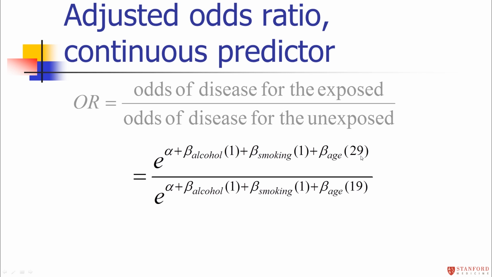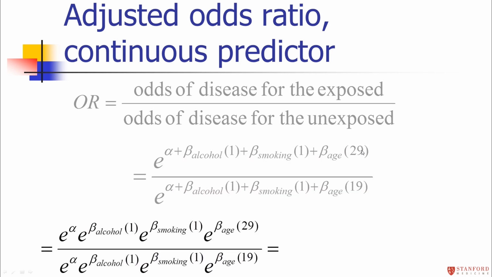And you'll see it wouldn't really matter if I had put in 40 and 30 or 50 and 40. Any 10-unit jump in age is going to give me the same answer here. You'll notice that lots of things cancel out. That's the great thing here. So we fix all the other variables, they all cancel out. So we're left with, if you solve it here, e raised to beta times 29 divided by e raised to beta times 19, that's the same as e raised to beta age times 10.